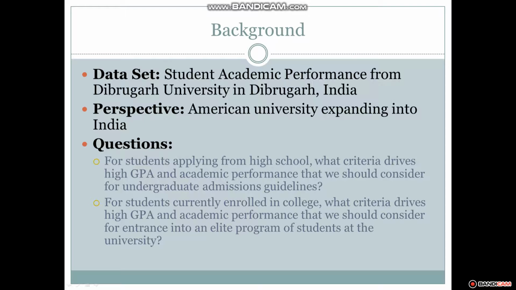We'd like to take the perspective of an American university expanding into India. The questions we'd like to address are: 1. For students applying from high school, what criteria drives high GPA and academic performance that we should consider for undergraduate admissions guidelines? The second question is, for students currently enrolled in the college, what criteria drives high GPA and academic performance that we should consider for entrance into an elite program of students at the university?